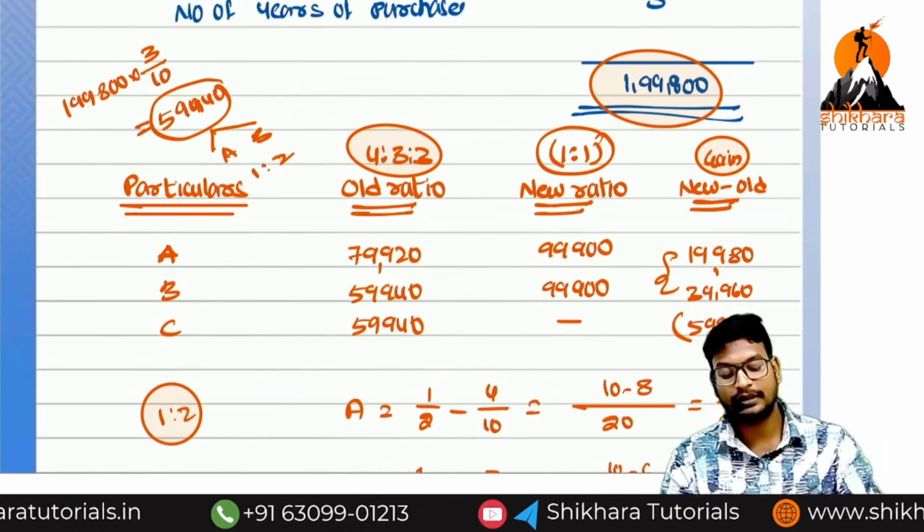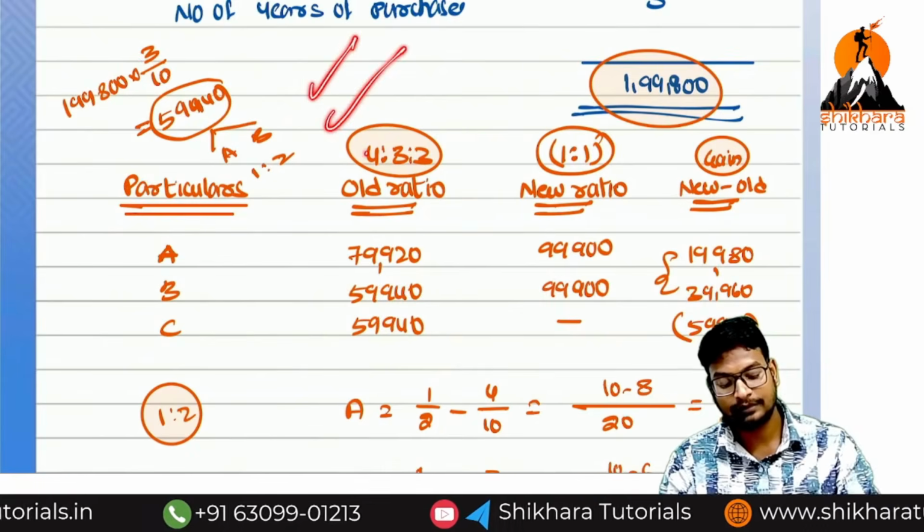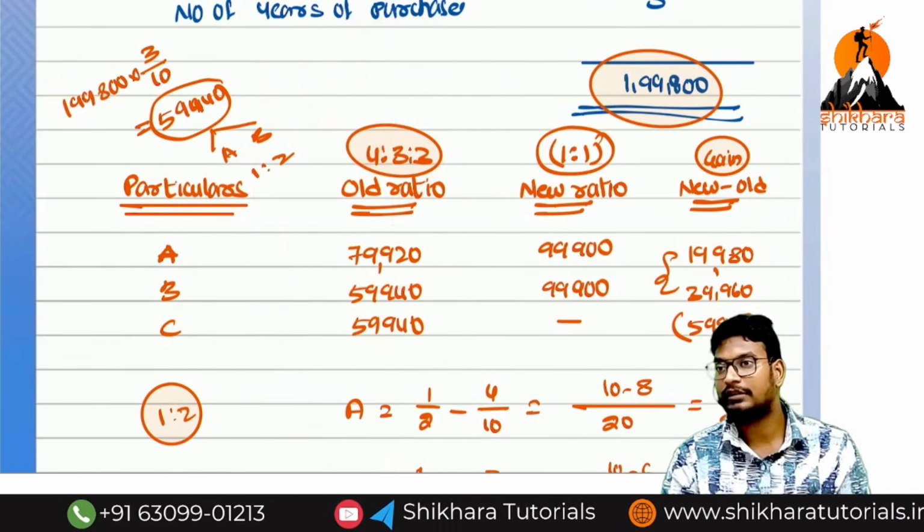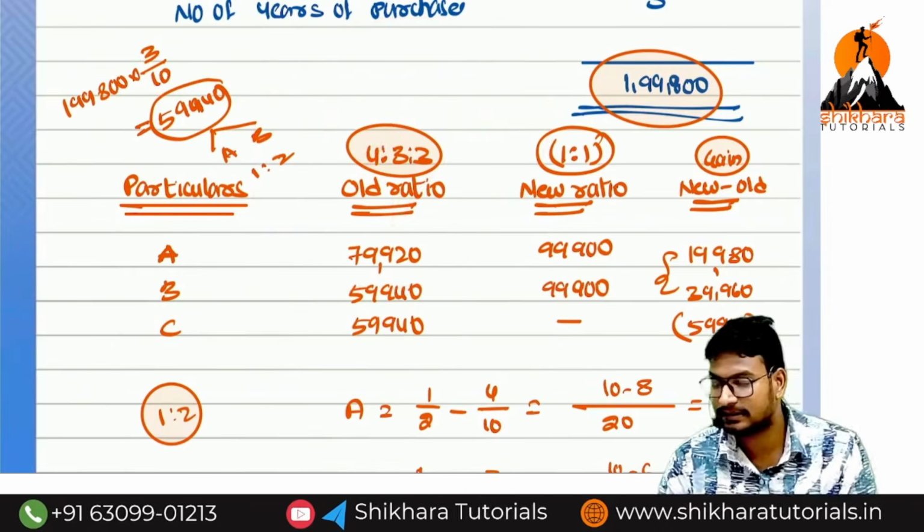So till now we have completed admission, retirement, admission cum retirement, and death. Still we have four or five models we need to discuss in the next class. Thank you. Have a nice day.